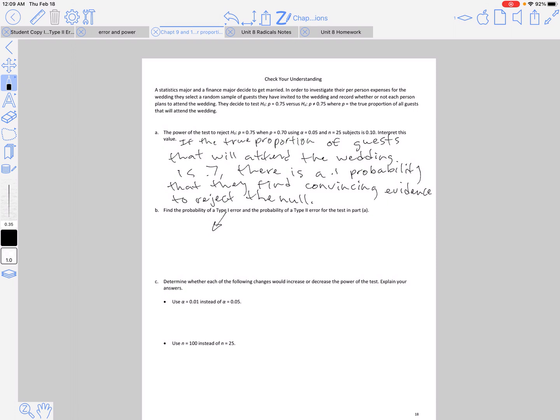A type 1 error is when the null is true. So remember, we write the null first. A type 1 error is when the null is true, but we rejected it. So the probability that we reject it is that 5%. So the probability of a type 1 error is our alpha, so 5%. The probability of a type 2 error is 1 minus power, because power is the probability that we make a correct decision in this case. So that will be 1 minus 0.1, which is 0.9.